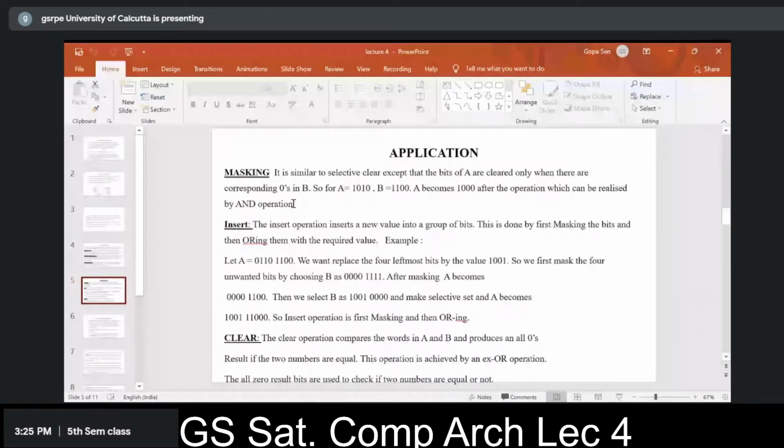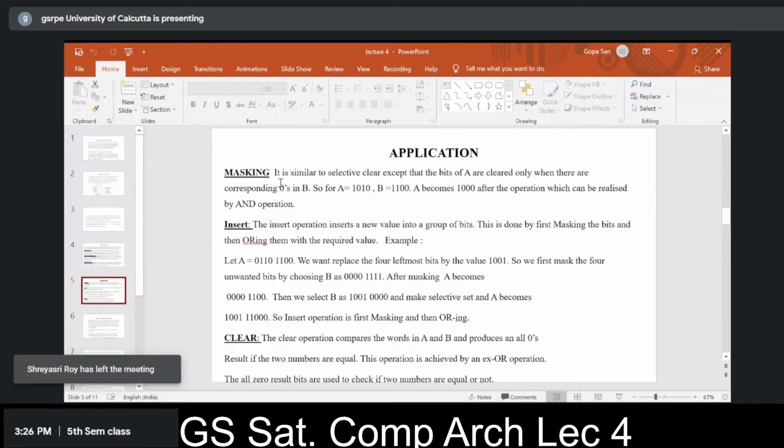Next one is the insert operation. Insert operation is generally used to insert a new value into a group of bits. Say you have n bits in the register, and out of these n bits you want to change half of the bits to a new value and half of the bits to remain the same. Then by the use of this insert operation, you can change the content of the register to the new value.